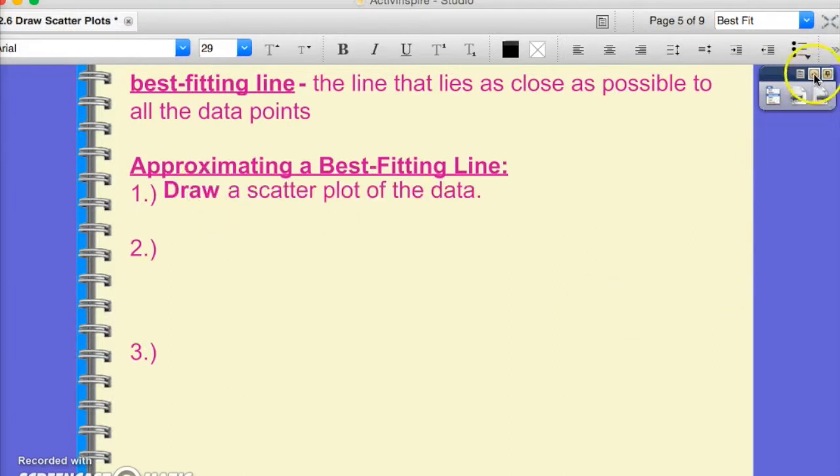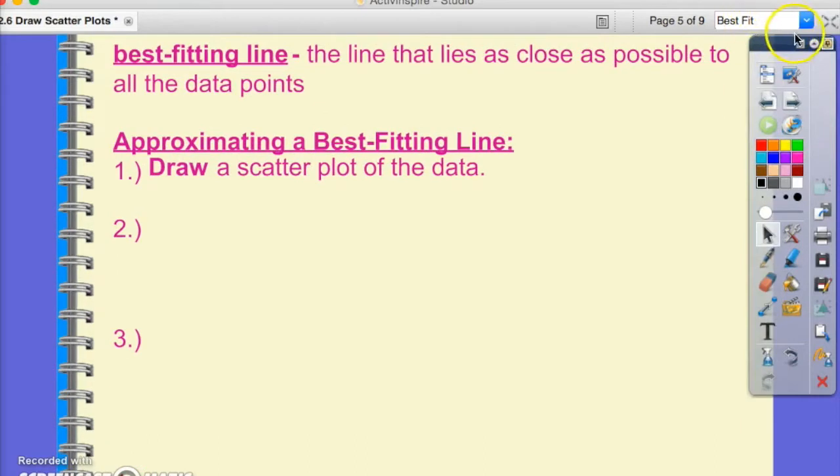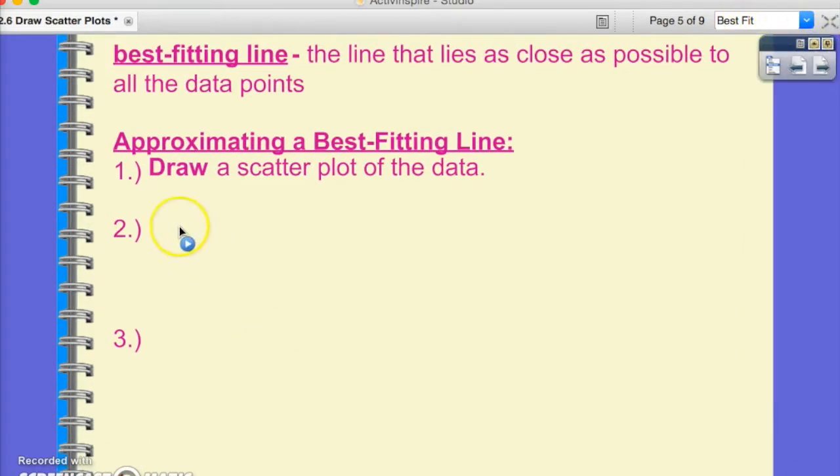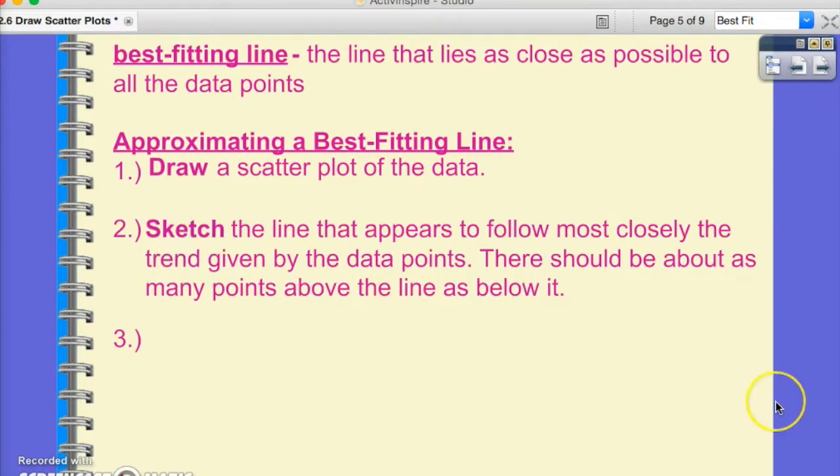Number 1, you guys can write this down and draw a scatter plot of the data. So you plot the points. Step 2, we're going to sketch the line that appears to follow most closely the trends given by the data points. There should be about as many points above the line as below it. That is very, very important. You're going to draw a line. You're not connecting all the dots. You're going to draw a line that fits most of the points. All right, that's in the center of them.